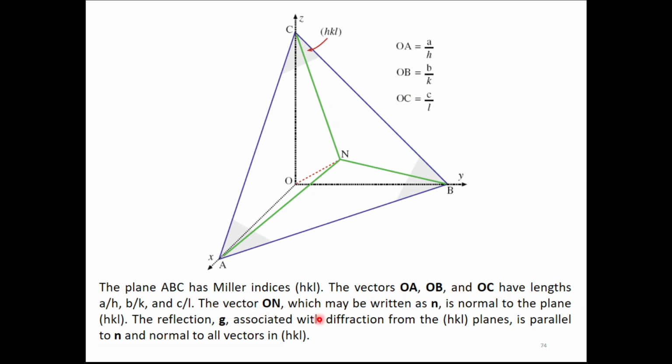So the vector ON, which may be written as n, is normal to the plane HKL, as I stated. So the reflection G associated with diffraction from the HKL planes is parallel to n and normal to all vectors in the HKL planes. So hopefully you have got the idea of reciprocal space and the G vector and its linkage with the direct space vectors.